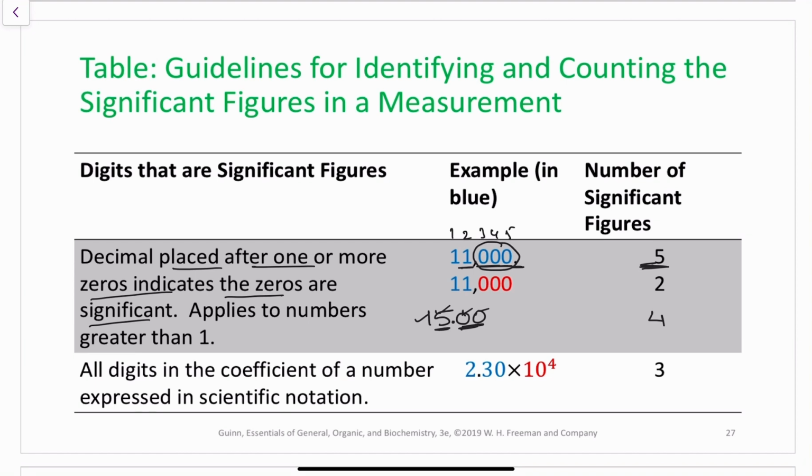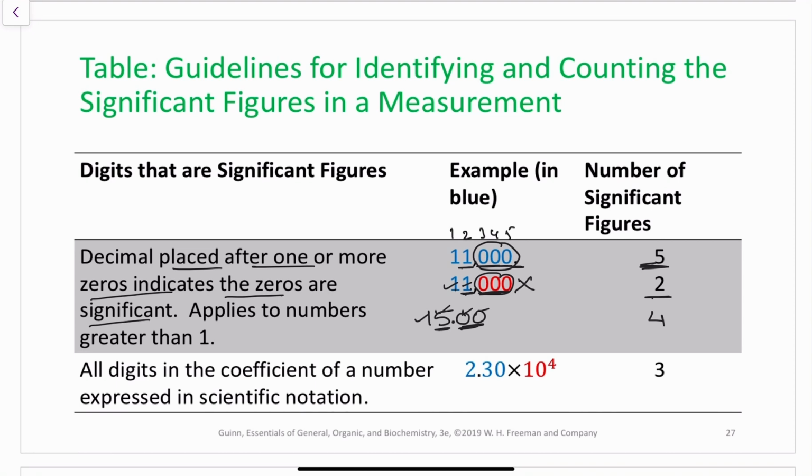But another rule says if you have trailing zeros, like this 1, 2, 0, 0, you have a non-zero number in front of the zeros, but you don't have any decimal in there, then these zeros are not significant. Only the non-zero parts are significant, like 1 and 2. They are 2 significant numbers.